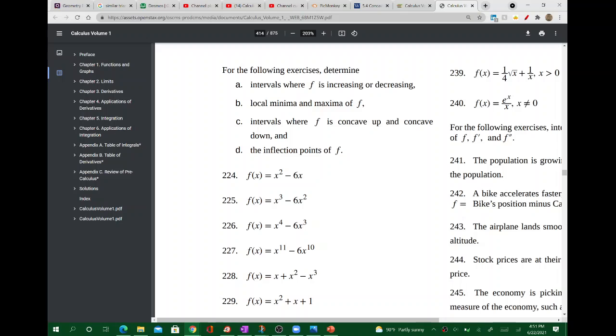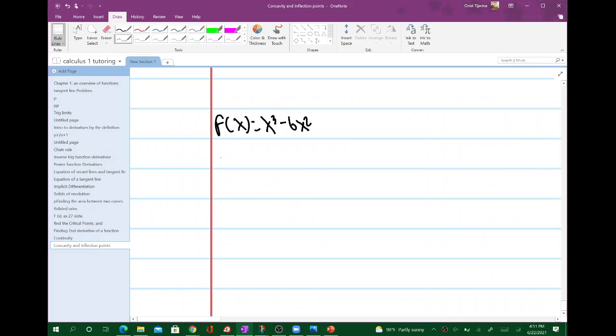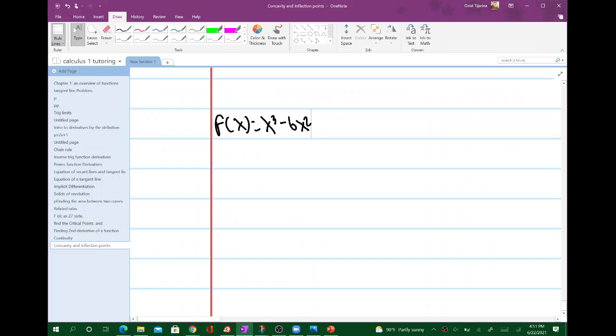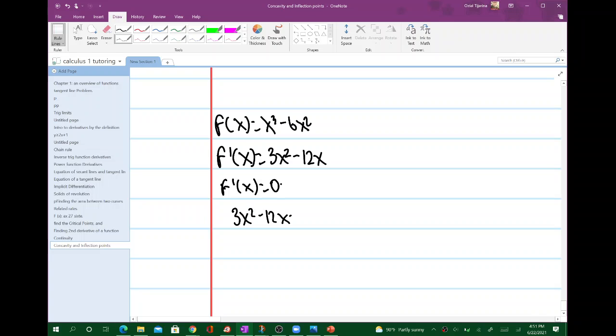So to find the intervals of increasing or decreasing, we're going to find f prime of x. We have 3x squared minus 12x, right? That's a derivative. And we're going to set it equal to 0. So we have 3x squared minus 12x equals 0. That gives us 3x times x minus 4 equals 0.